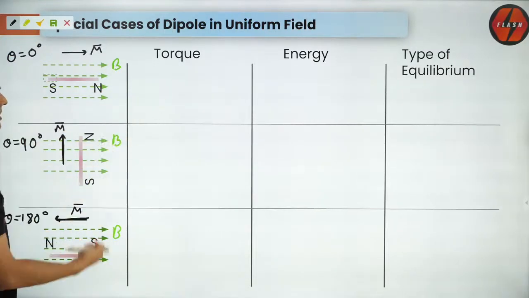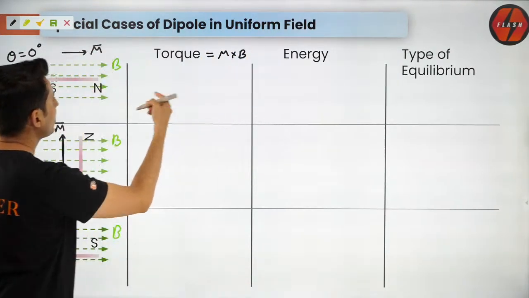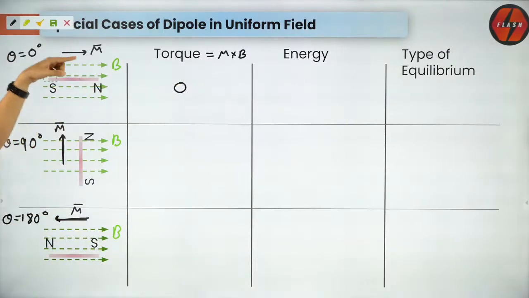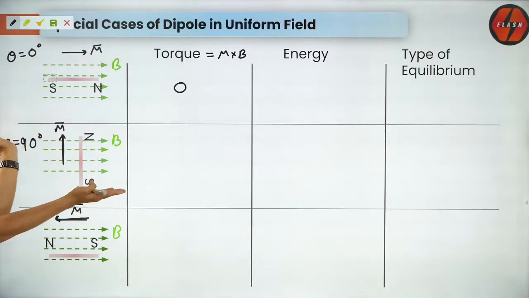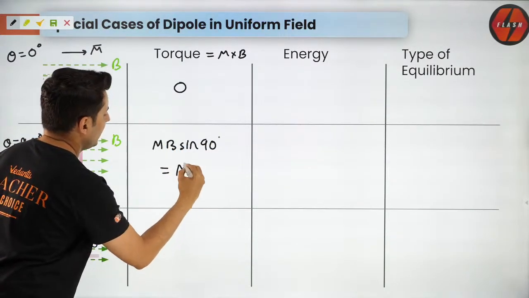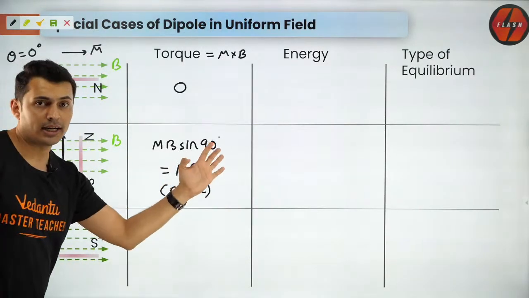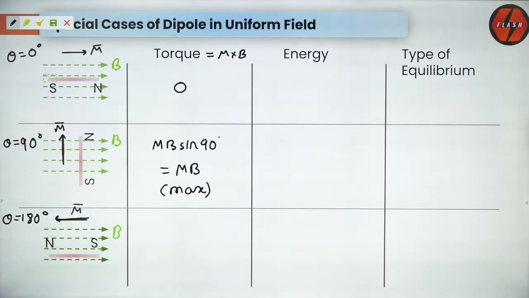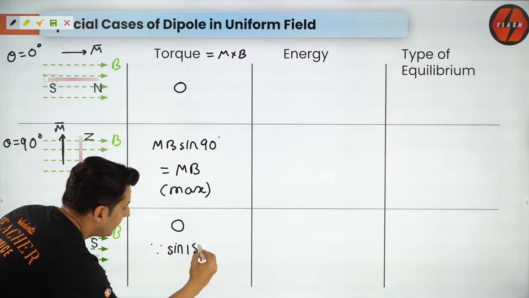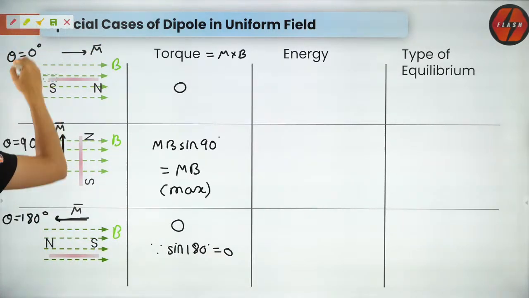Can you guess the torque in the first case? Think about it, M cross B. Remember, torque is M cross B. Obviously the torque will be 0, guys. Cross product will be 0. Both are parallel. Here, M is perpendicular to B. MB sine 90, which is just going to be M into B. In fact, this is going to be the maximum torque. Beyond this, you cannot get more magnitude-wise. Here, M and B are opposite. So again 0, since sine of 180 degrees is 0. This is the torque.